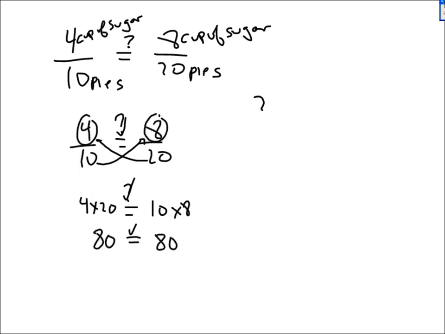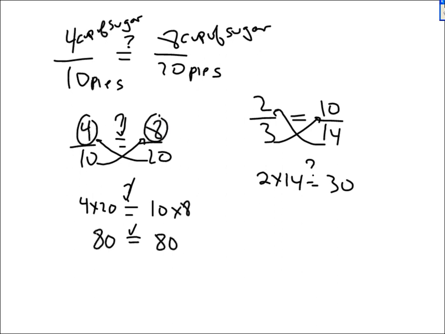Is 2 over 3 the same proportion as 10 over 14? 2 times 14, does it equal 3 times 10? Is that true? Is 28, well, 3 times 10, does 28 equal 30? The answer is no. So they're not equal. So 2 over 3 is not the same as 10 over 14.